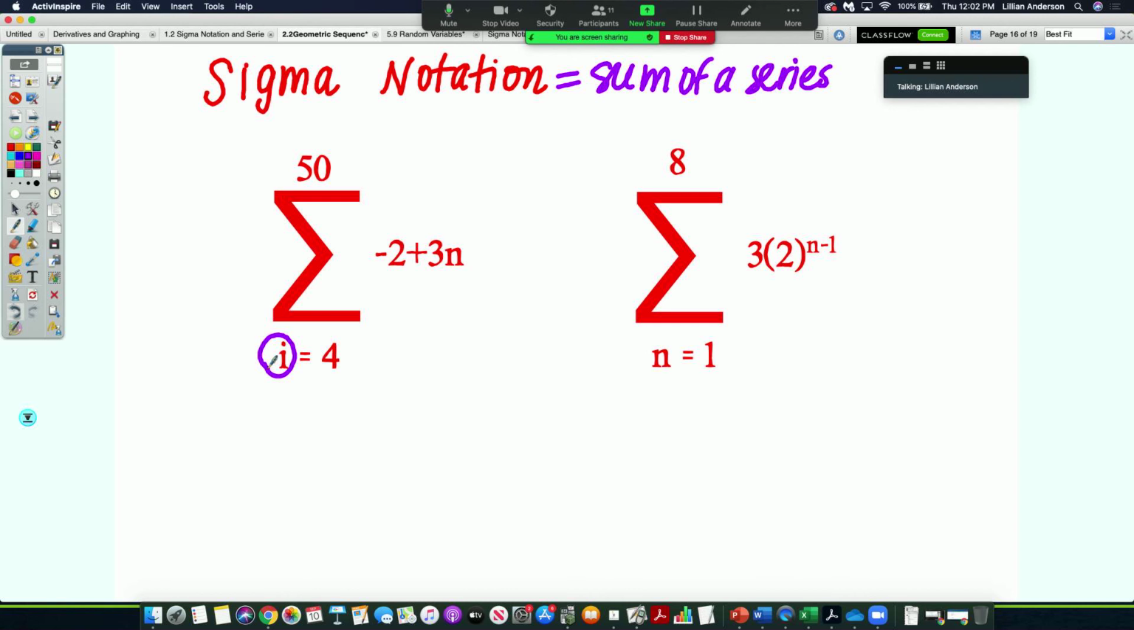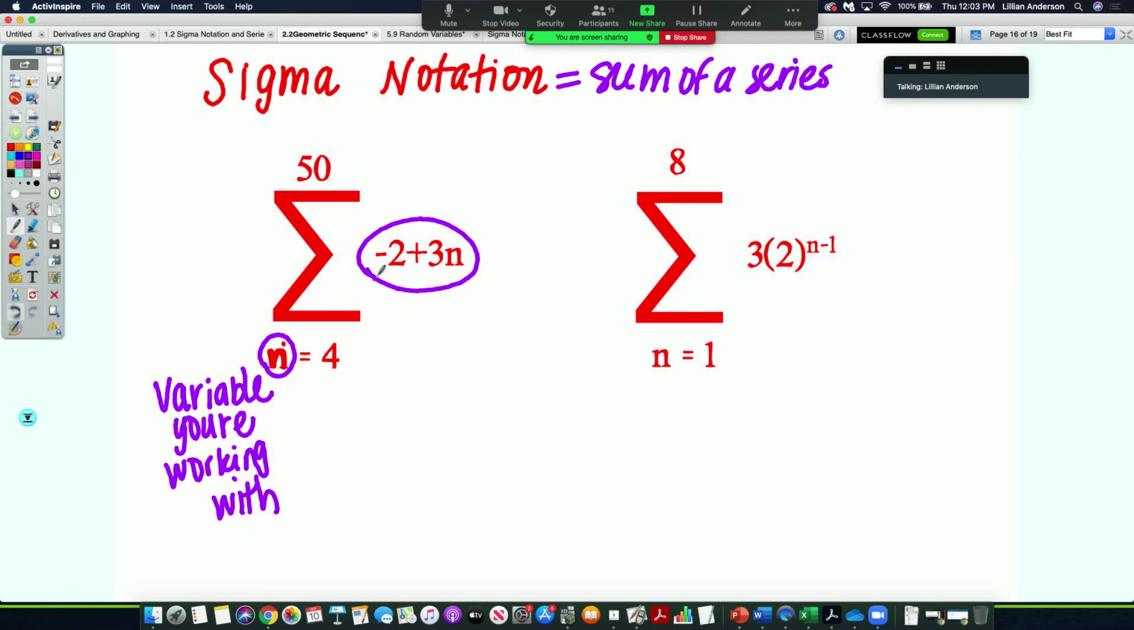All right? And actually, this is a picture. I'm going to change this I to an N. That was my mistake there. That should have been an N. Okay? That variable at the bottom basically just tells you the variable that you're working with. You'll see the same variable in this expression that's right beside the sigma symbol.